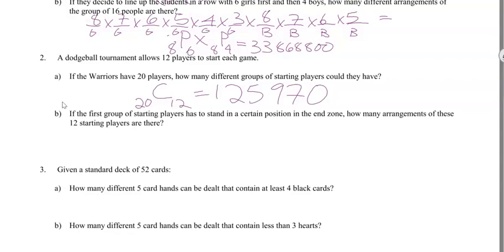If the first group of starting players has to stand in certain positions in the end zone, how many arrangements are there? Okay, so if you have to stand in a certain position, what does that mean? Order matters, right? So this becomes 20P12. So we know that in any given situation, there will be more permutations than combinations. In this case, there's a few more, because it works out to 60 trillion, which is a little more than 125,000.